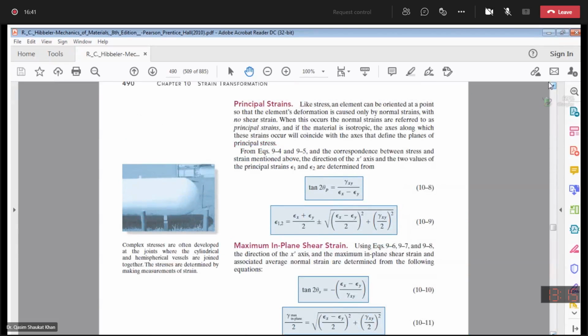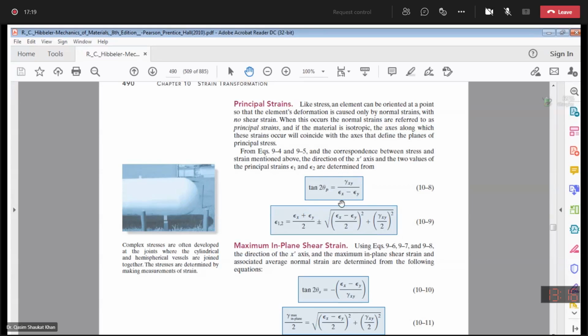So principal strains. Just before we start principal strain, if you recall in the case of the principal stress derivation, you differentiated the equation of the transformed normal stress sigma x dash with respect to theta, and then you equated that equal to 0, and after simplification you got tan 2 theta p is equal to 2 times tau xy over sigma x minus sigma y.